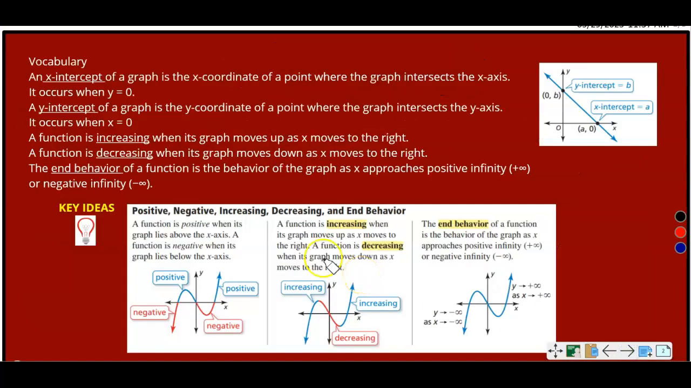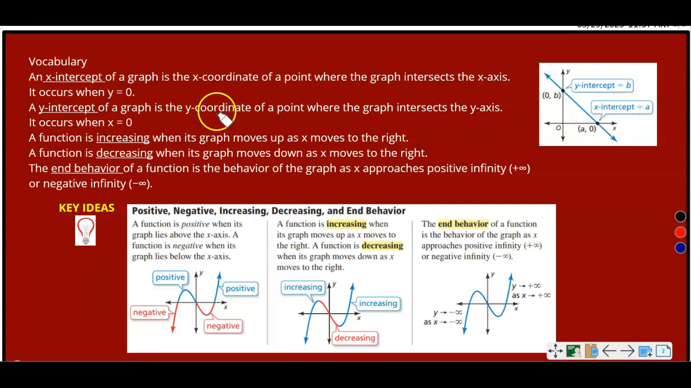All right, some key vocabulary that you need to know. An x-intercept of a graph is the x-coordinate of a point where the graph intersects the x-axis. It occurs when y is 0. So if you look at the graph here, your x is your horizontal axis, and if you have a point (a, 0), a would be your x-intercept.